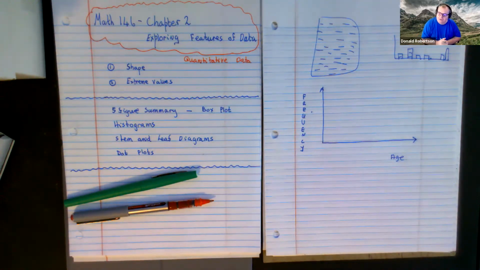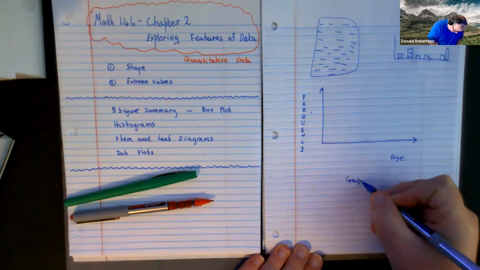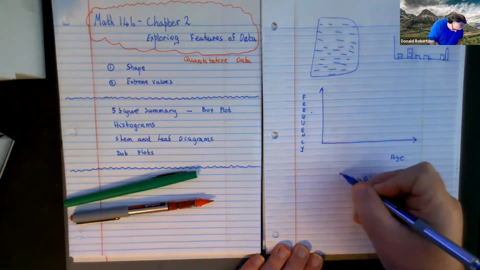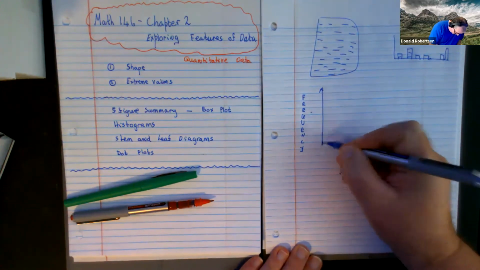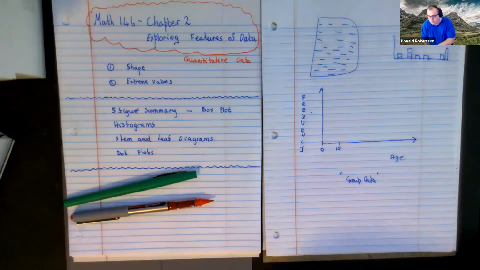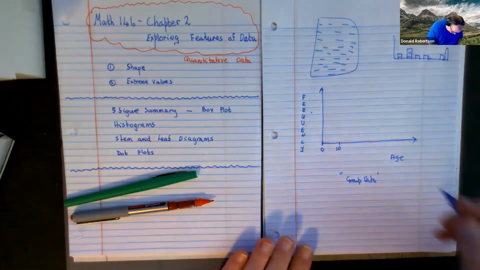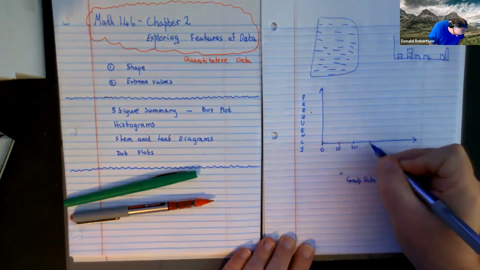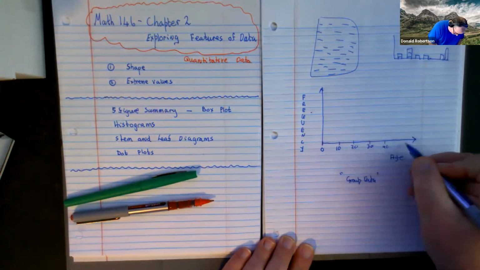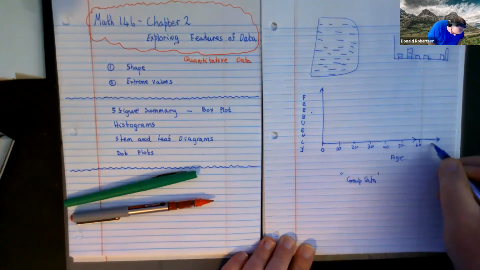It wouldn't be very helpful. So what you might want to do is condense your data, or what we call group your data, to make it easier to visualize. So I might go, okay, from 0 to 10. Hopefully nobody works for this company who's a child, because we have laws against that, don't we? Then you go 10 to 20, and 30, and 40, and 50, and I'll have to make this a little bit bigger now, and 60, and 70.